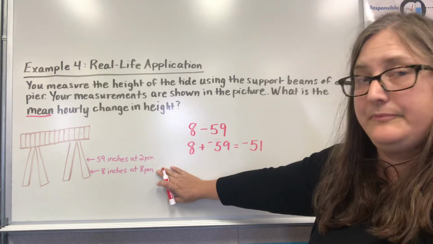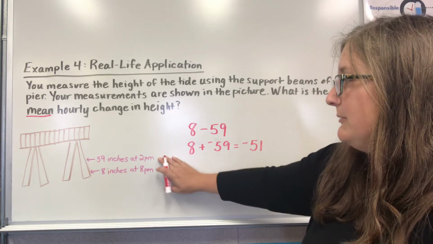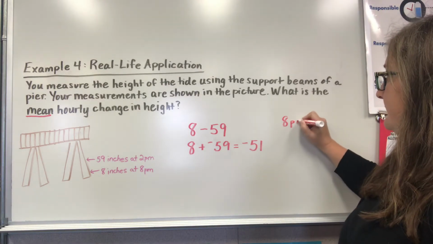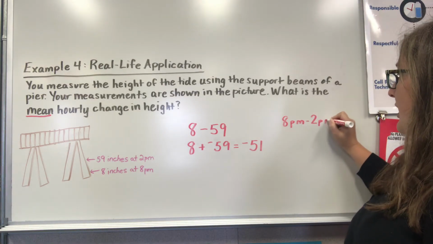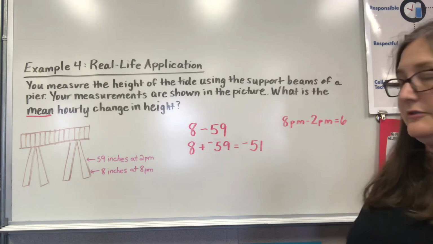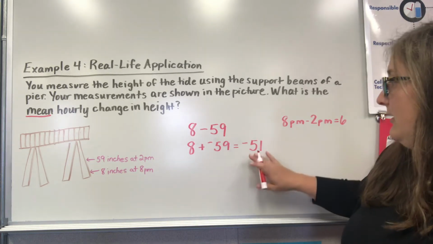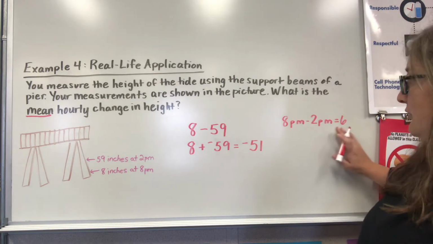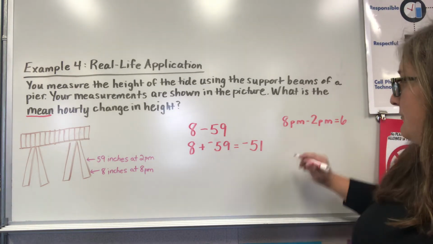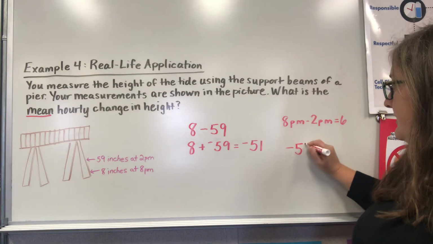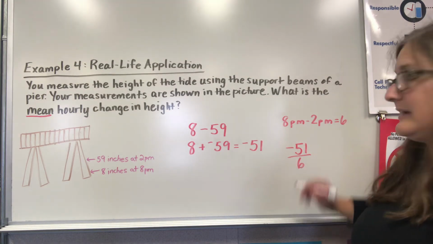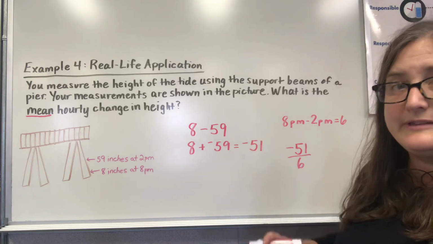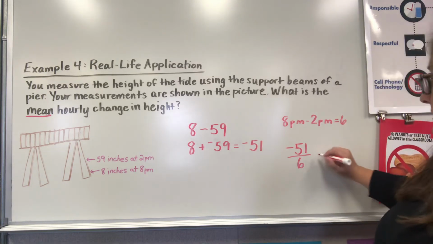and 8 p.m. So I want to figure out how much time that is. So if I do 8 p.m. and take away 2 p.m., I'm talking about 6 hours. So if the height of the water went down 51 inches over 6 hours, I'm going to do negative 51 divided by 6 to figure out how much the water is receding every hour.